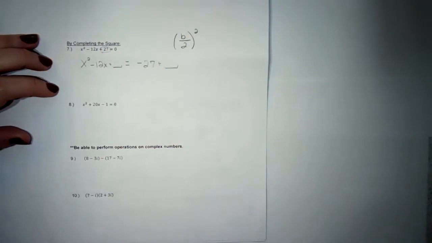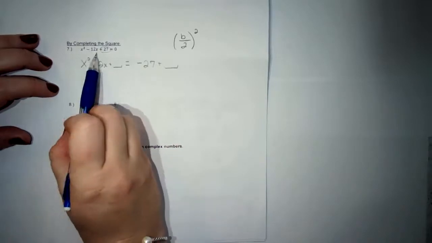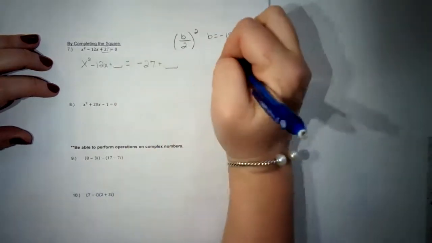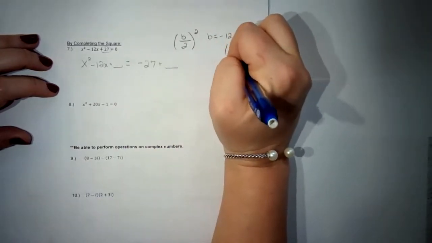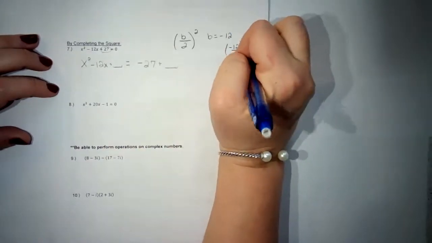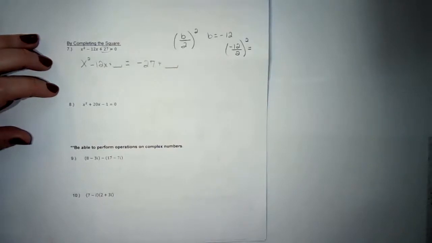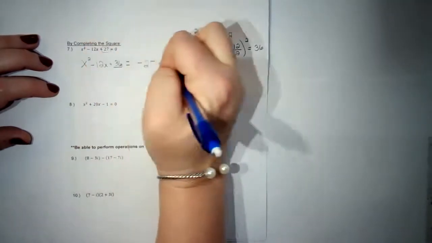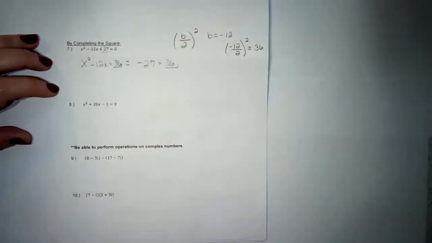So remember, you know how to identify a, b, and c. What's my b in this case? A negative 12. Okay, so I'm going to put negative 12 divided by 2 squared. Okay, let's work this through then. Negative 12 divided by 2 is negative 6. When I square negative 6, I get 36. It's always going to be a positive number because you're squaring it, always. So that's what's going to go in each side. Is everybody okay with that? That's your completing the square.